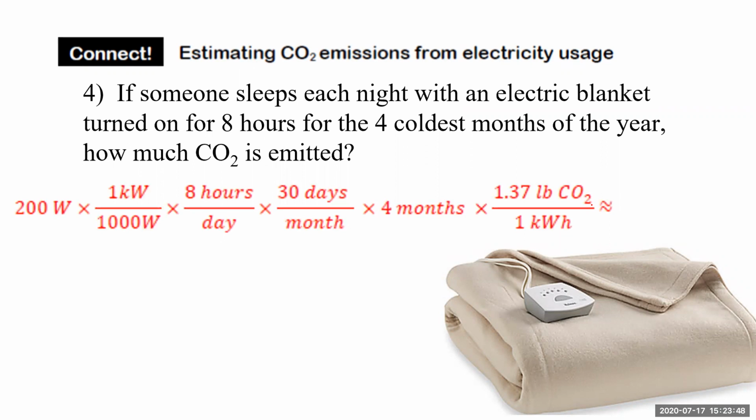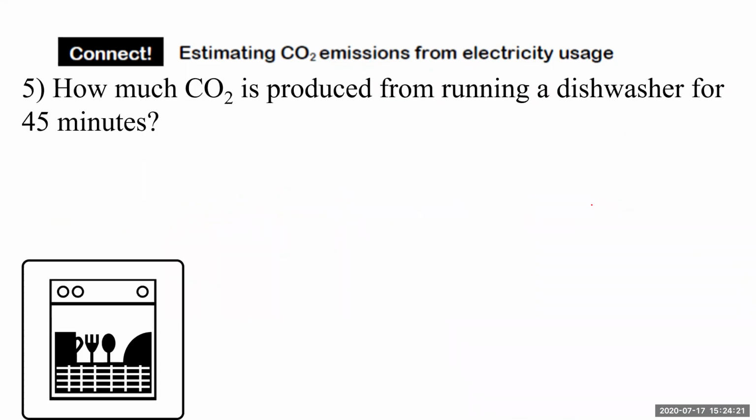So if you look for a blanket, are you able to find the blanket? Under bedroom, you look at electric blanket, and that is what? 200 watts, divided by 1,000 to give you kilowatts, and then 8 hours for 30 days, times 4 months, and then times the national average, and that gives you 263 pounds of CO2.